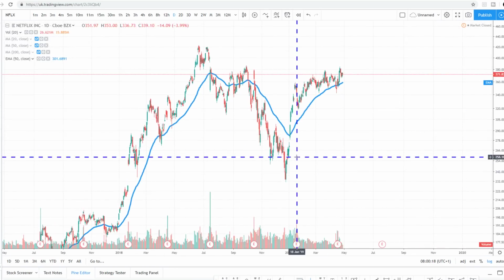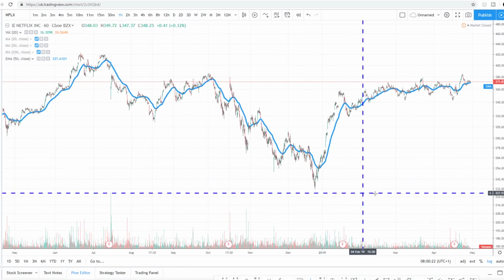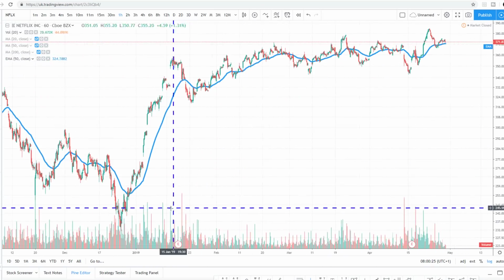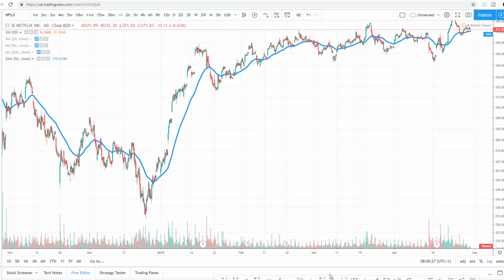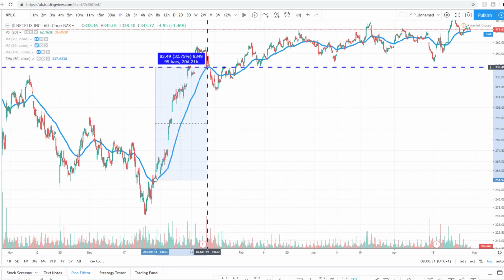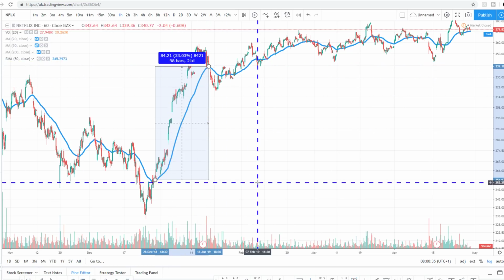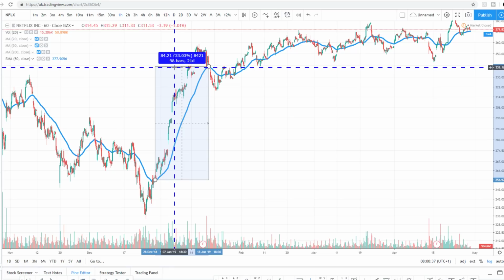Now let's just see. This was moving quite violently, as I recall. Yeah, I mean, it moved so violently here. I'm not sure if we're going to get a good signal here on Netflix. Yeah, that probably would have got you in here. So it would have got you in at 254, broke above here, and you would have stayed in Netflix until it broke the moving average here. So that's an $84 move, which is basically 33% within 21 days.